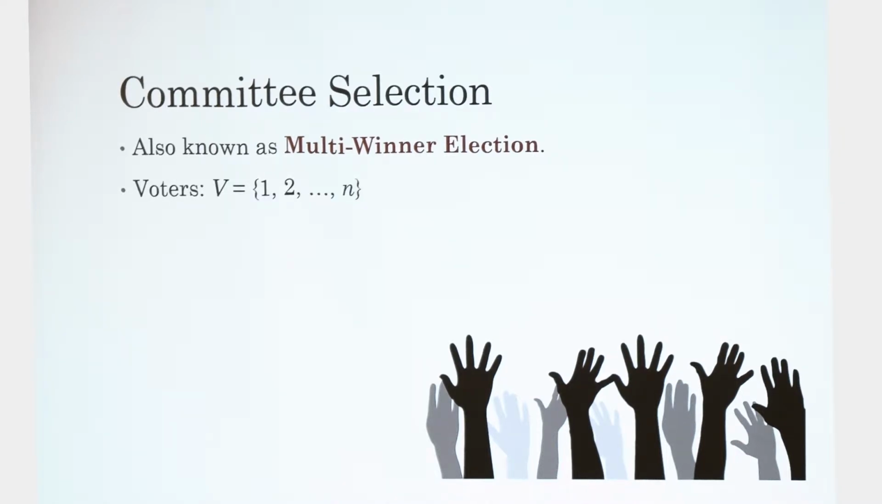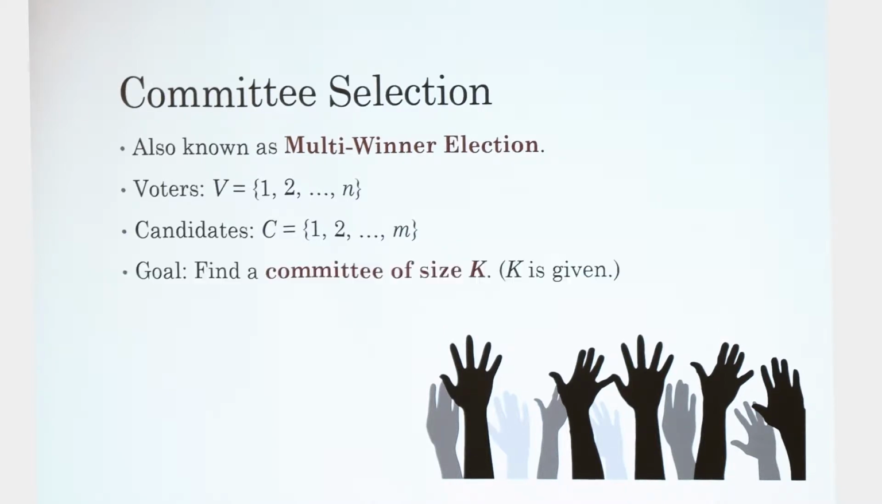So we are given N voters forming the set V and M candidates forming the set C. And our goal is to output a committee of size K, where K is a given constant, from the candidates.